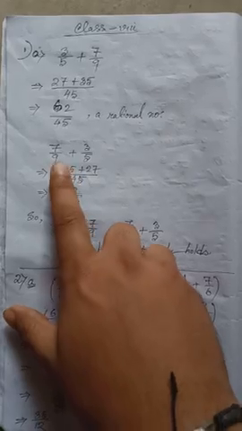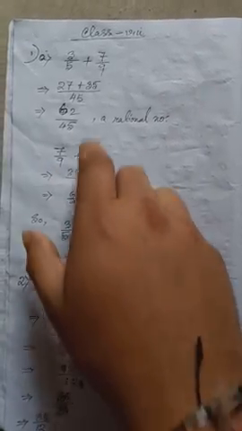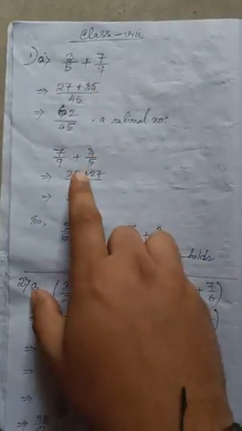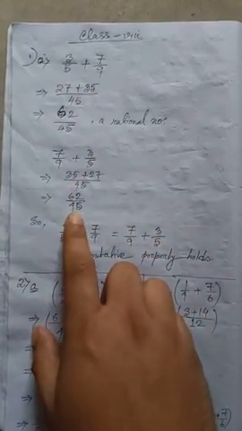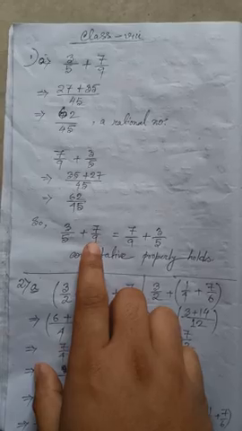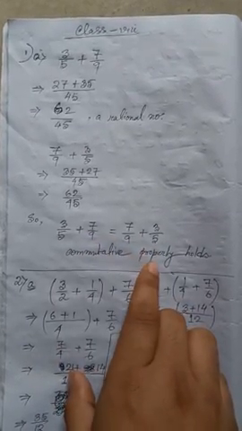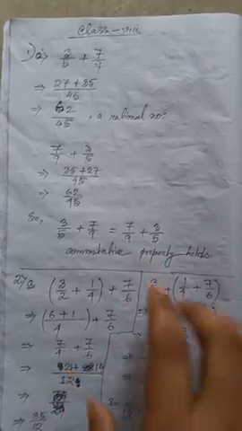Next one is 7 by 9 plus 3 by 5. Just interchange the numbers, and the sum is also 62 by 45. So the left hand side value and the right hand side value will be the same. So the commutative property holds on addition for rational numbers.